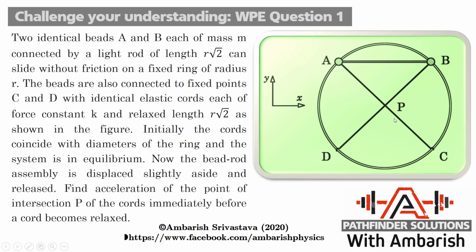Why will they slide? Because C is connected to A with an elastic cord which has got relaxed length r root 2, but right now its length is 2r, so it is in a stretched state, A to C. Similarly, B to D also, the elastic string is stretched because its natural length is r root 2 and it is now stretched to a length of 2r. So what happens when B comes sliding down towards the bottom? You can see that the cord lengths are going to decrease and they are going to gain kinetic energy.